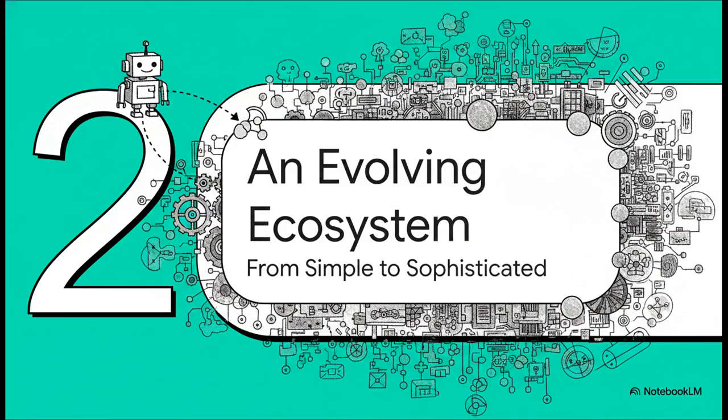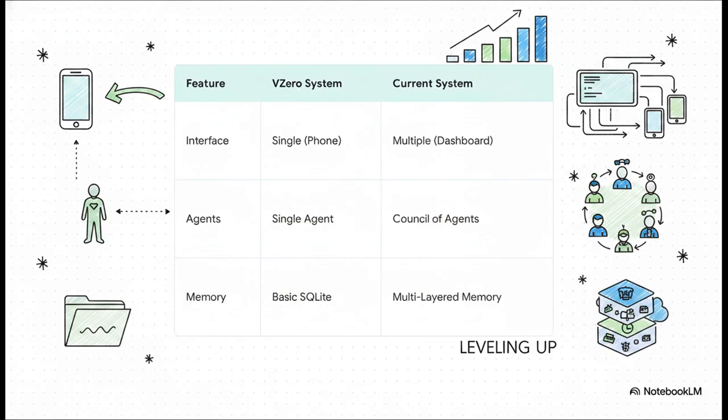Because over hundreds of hours of development, it grew from just a basic bot into this truly sophisticated, multi-layered ecosystem. And wow, this slide just lays it all out, doesn't it? Look at that jump. We went from a single interface on a phone to having multiple ways to interact, including a full-blown web dashboard. We went from one lonely agent to a whole council of specialized agents. And the memory? Oh, it went from just one simple file to this multi-layered system with different kinds of memory for different jobs. Literally every single part of the system got a massive upgrade.